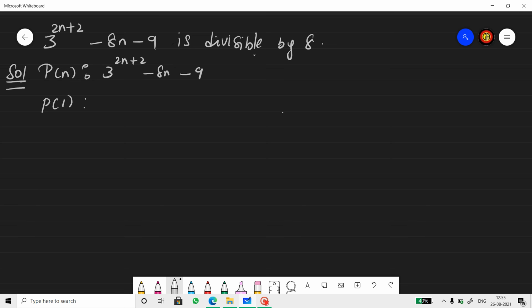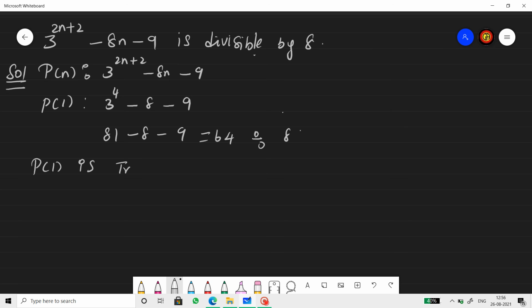So we substitute n equal to 1 and check whether the statement is true for 1. When I substitute 1, it is 3 power 4 minus 8 minus 9. And if this term is divisible by 8, then the statement is true, isn't it? So 3 power 4 is 81. 81 minus 8 minus 9 equals 64. And 64 is divisible by 8, isn't it? No doubt about it. So P of 1 is true. Now let's go for k.